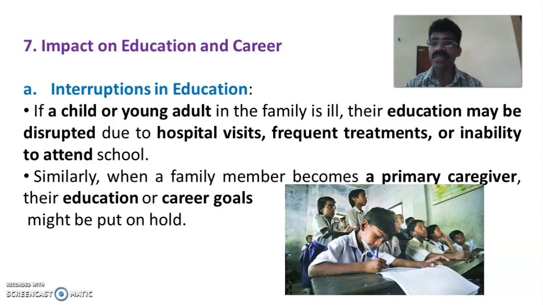The seventh factor is the impact on education and career of the family members. The first one is interruption in education. Interruption means blocking the education.